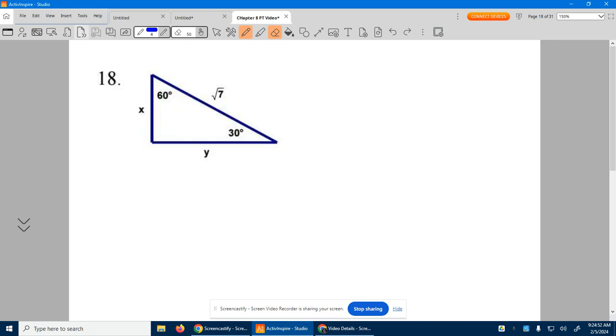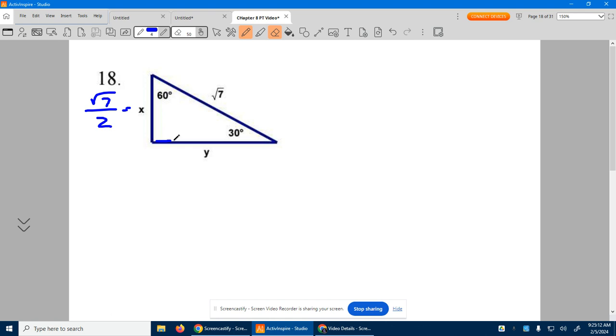On 18, we have the hypotenuse. We know we multiplied by 2 to get there, so to get back, I divide by 2. So X is simply square root of 7 divided by 2. Can I have that? Yes, there's not a radical on the bottom. It's just root 7 divided by 2.